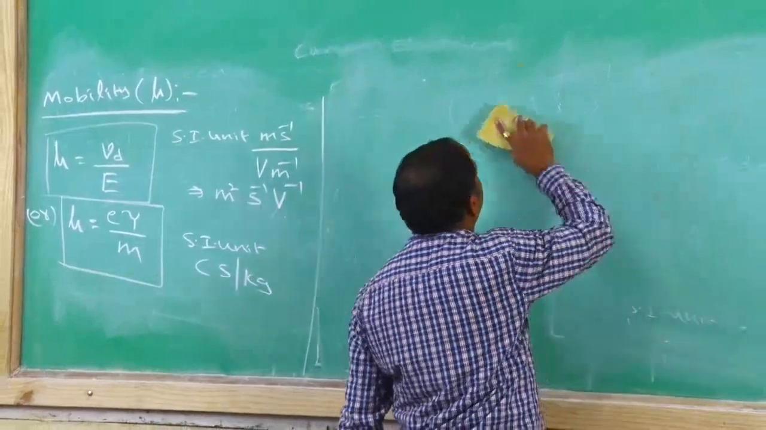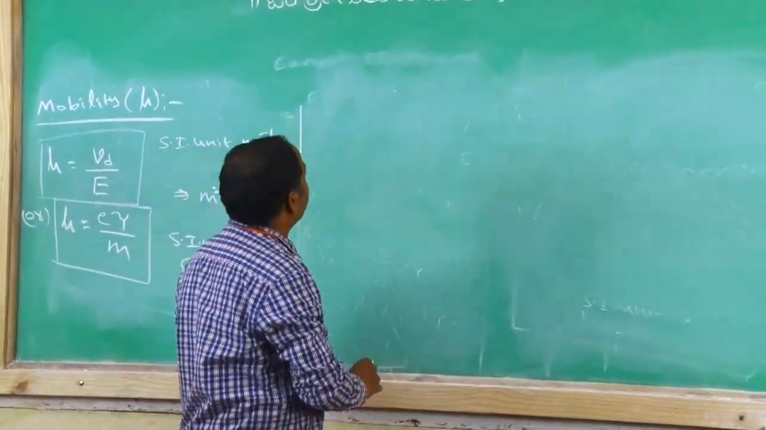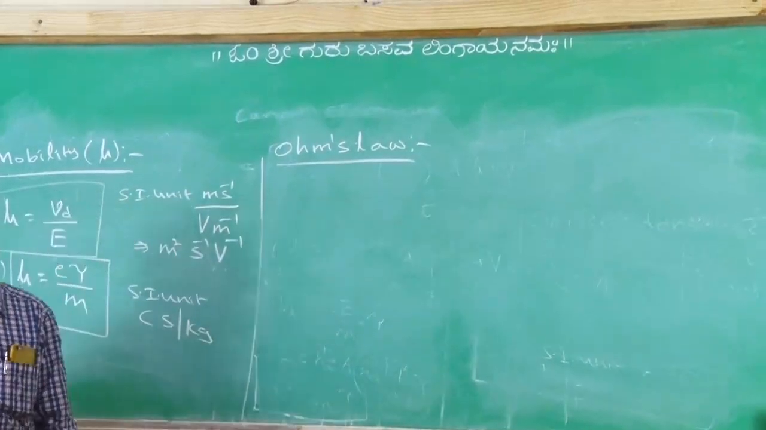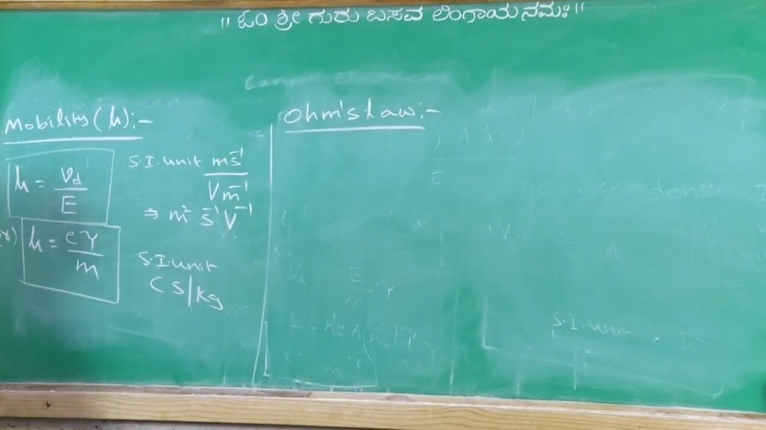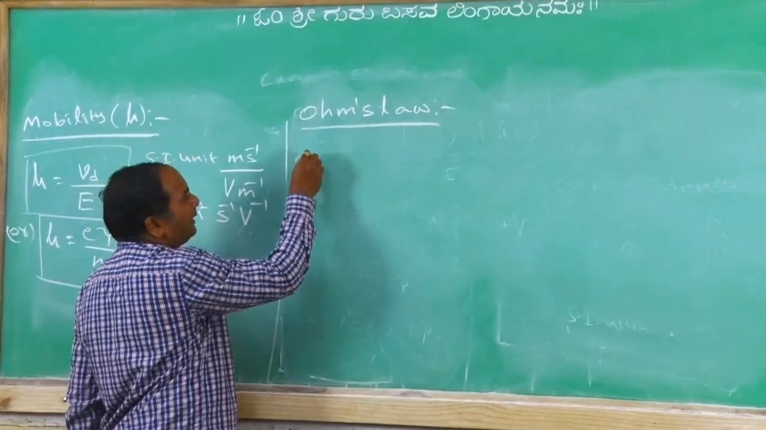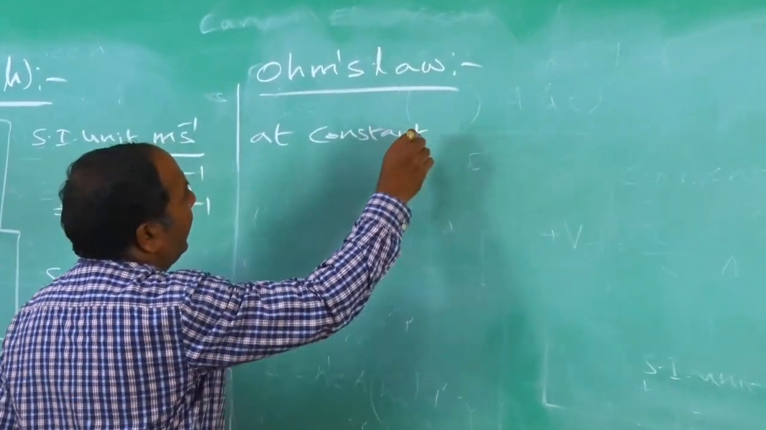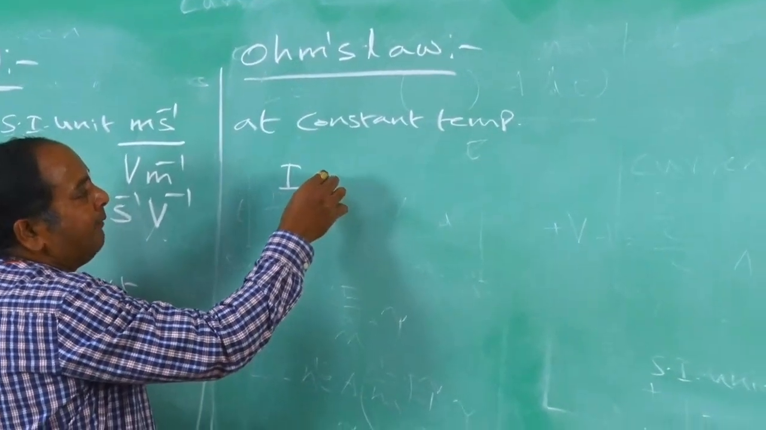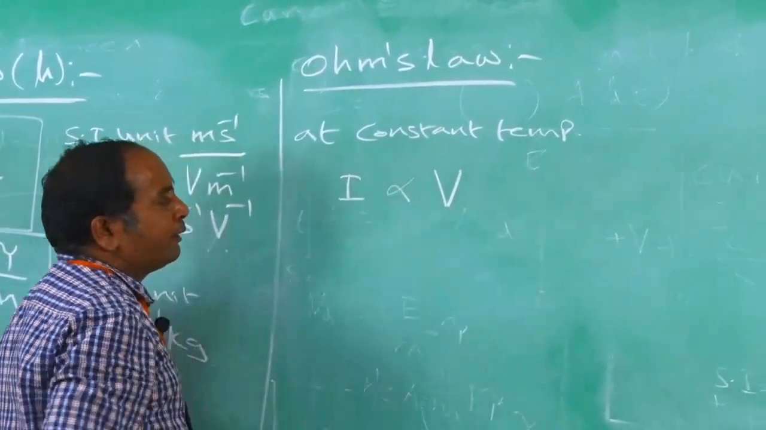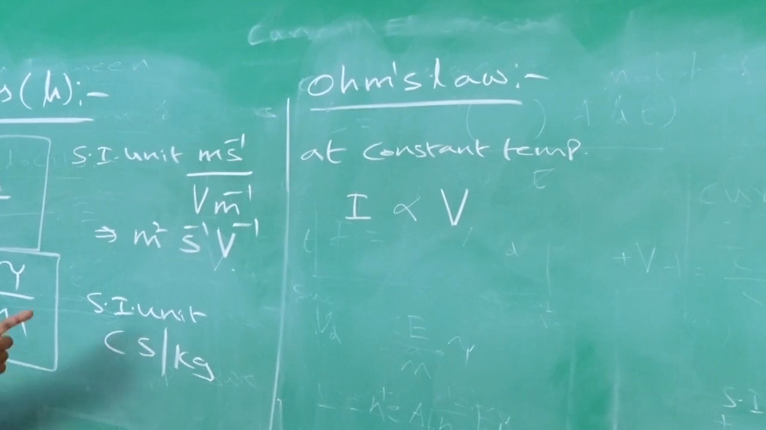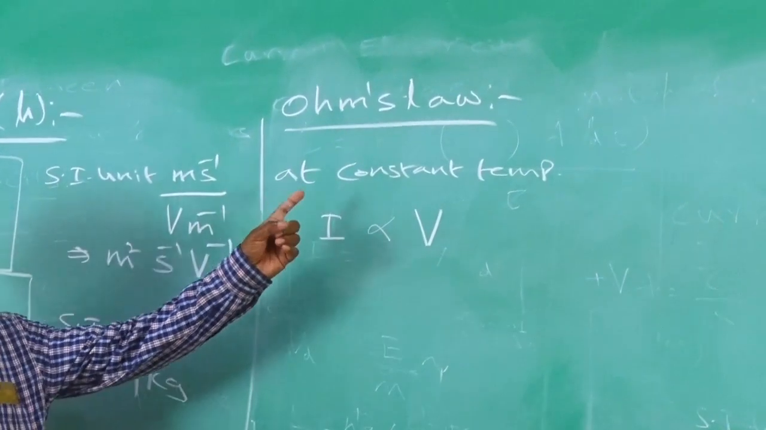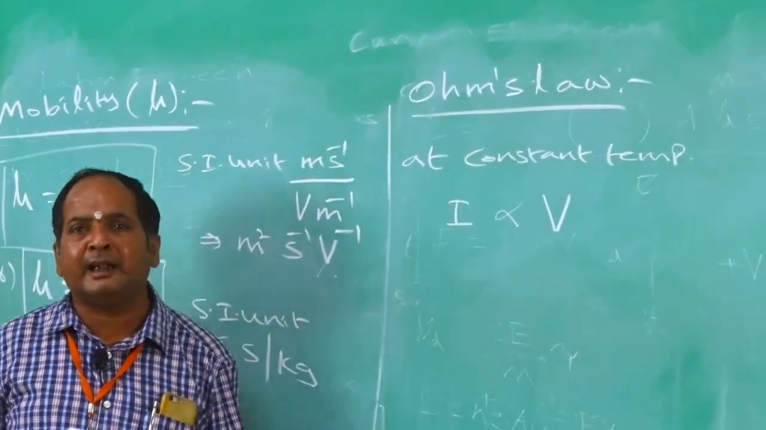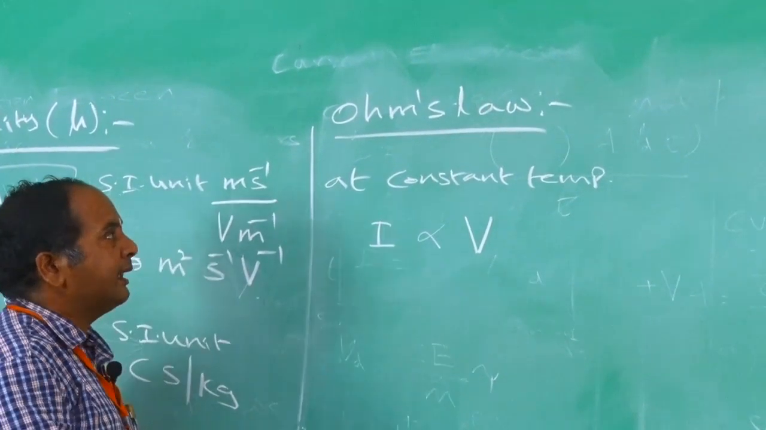After this, you should know another important thing, Ohm's law. What is meant by Ohm's law? Ohm's law means that in any electronic device at constant temperature, the electric current passing through the conductor is directly proportional to the potential difference across the given conductor. At constant temperature, the electric current is directly proportional to the potential difference across both ends of the conductor. That is said to be Ohm's law.